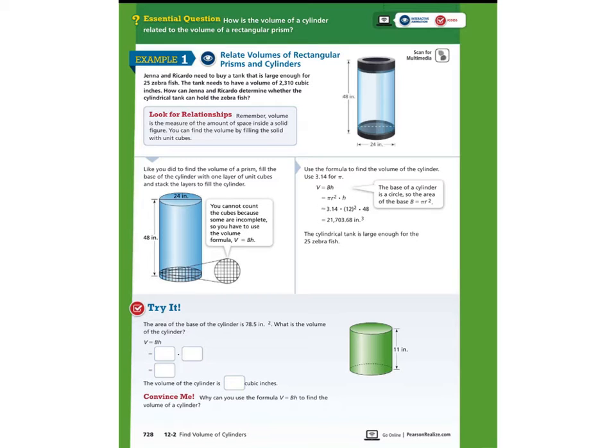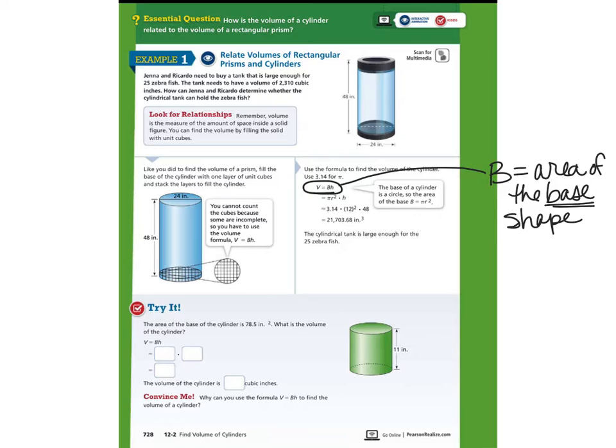Carefully read through example 1, and then we'll talk about how to apply the formula from the area of a circle, which is the base shape of a cylinder, and use that to find the volume, which is a three-dimensional measure that tells us how much space is inside that shape.